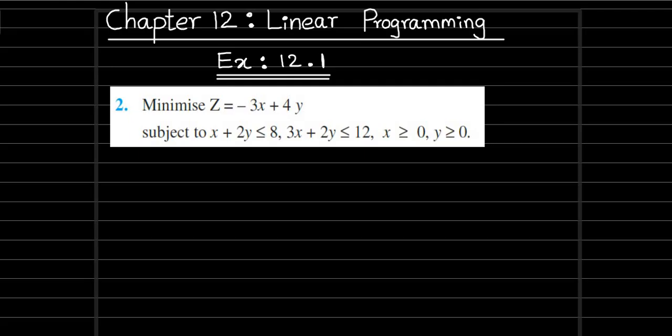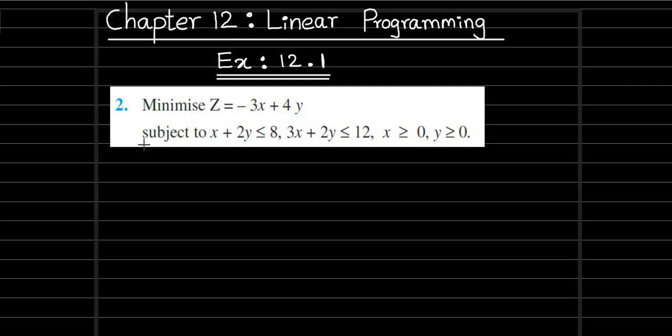In a graph, we have to identify the solution for x plus 2y less than or equal to 8 and 3x plus 2y less than or equal to 12, then x greater than or equal to 0 and y greater than or equal to 0, right? So basically we need to identify the solution for the given constraints, that is these inequalities, and at the end it should be a common solution.